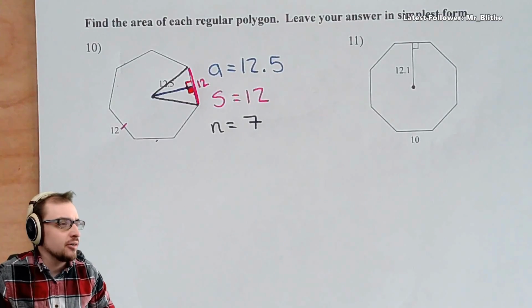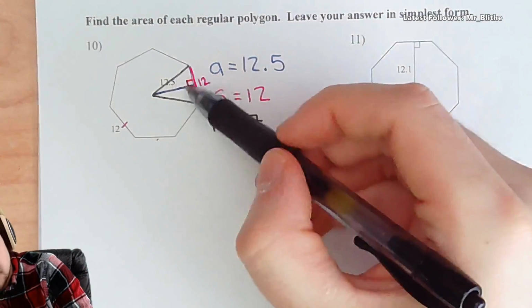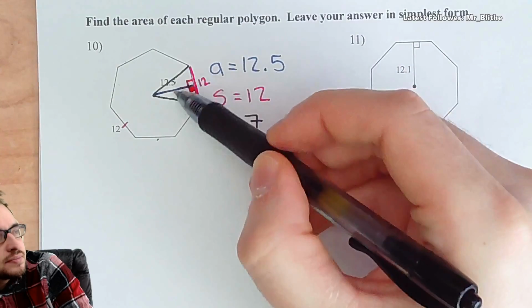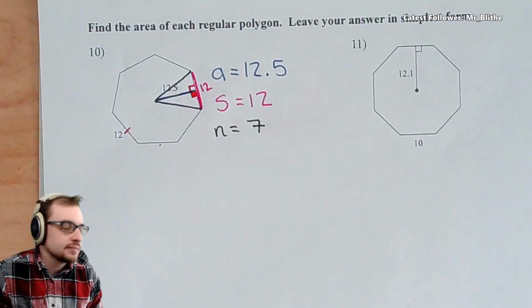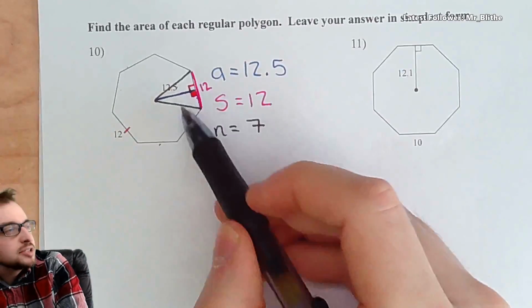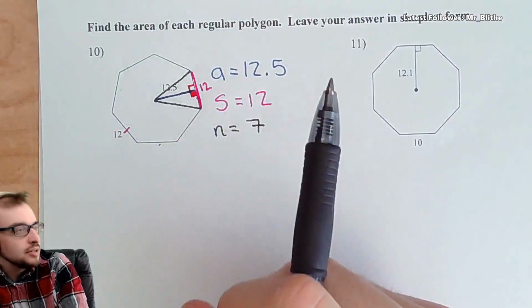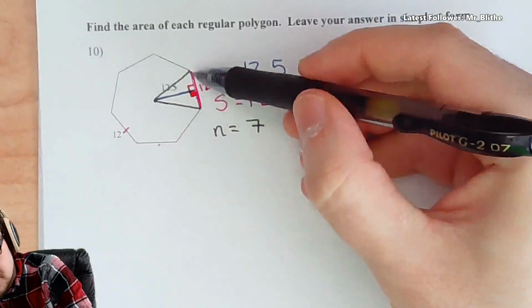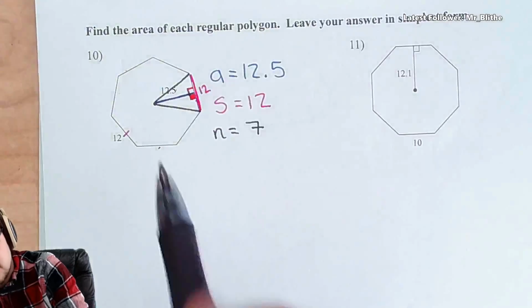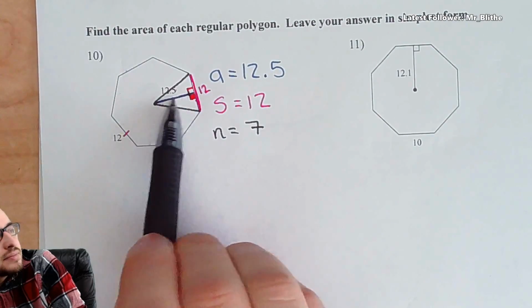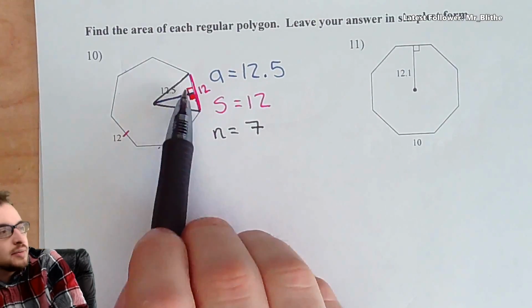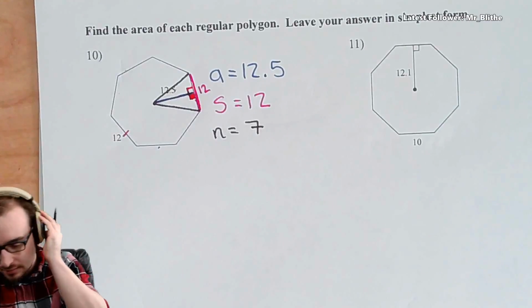Well, if we find the area of this big triangle here, then we just times it by 7 and we get the area of the whole thing, right? Well, what is the area of this big triangle? It's going to be base times height divided by 2. We know our base is 12. Our height is 12.5. So if we do that times each other divided by 2, we get the area of the big triangle.